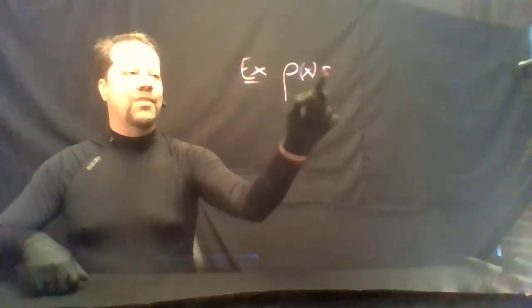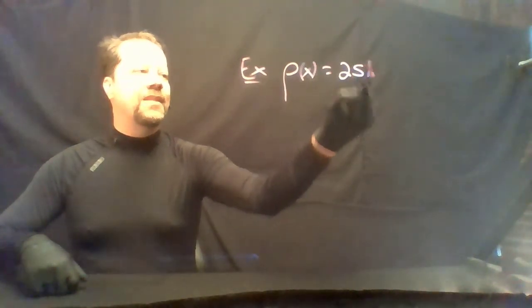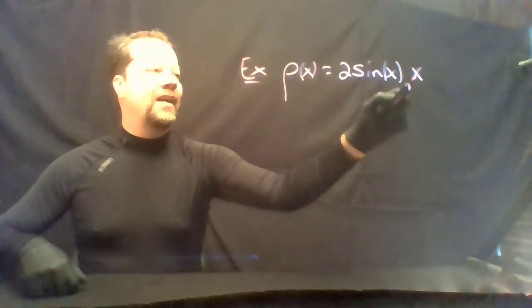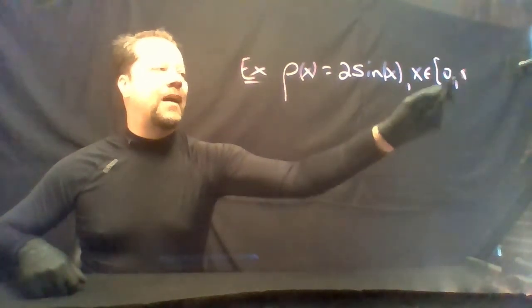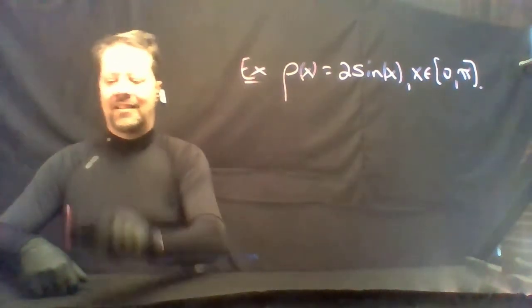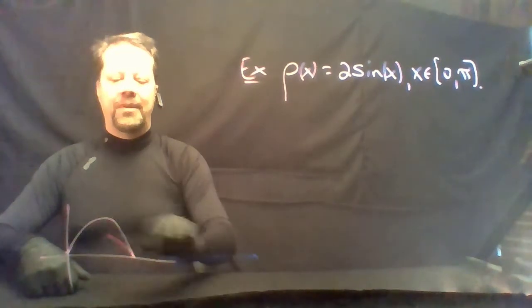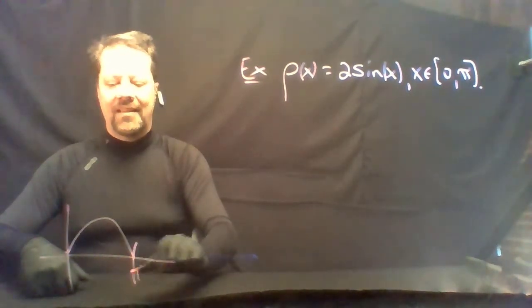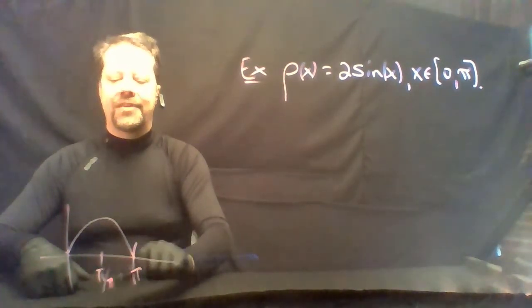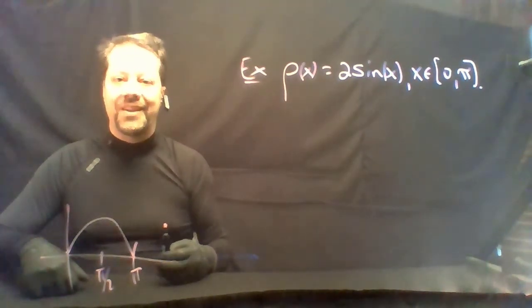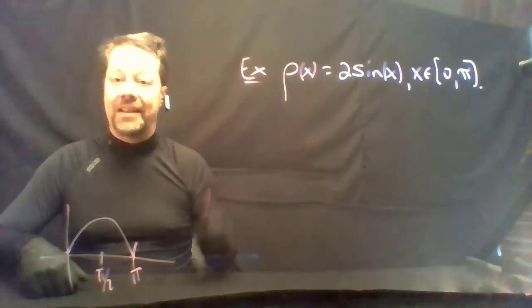In our last example, we had a mass distribution of the form 2 times the sine of x, where x was between 0 and pi. A nice big bump of mass like this. It's pretty obvious that the center of mass should be at pi over 2 due to symmetry here. Let's verify that our formula gives us exactly that.